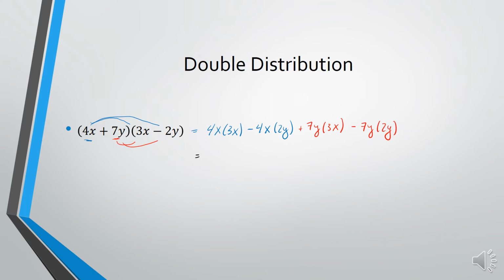Once I actually simplify this, it looks like I'll get 12x squared, then minus 8xy plus 21xy. I know that in the previous line, y was written first, but it's more customary to write xy because that's the way it goes alphabetically. And then lastly, minus 14y squared. But what I notice is that I have this xy term twice, so I can put those together. So it looks like 12x squared plus 13xy, that was my negative 8 plus 21, and then minus 14y squared.